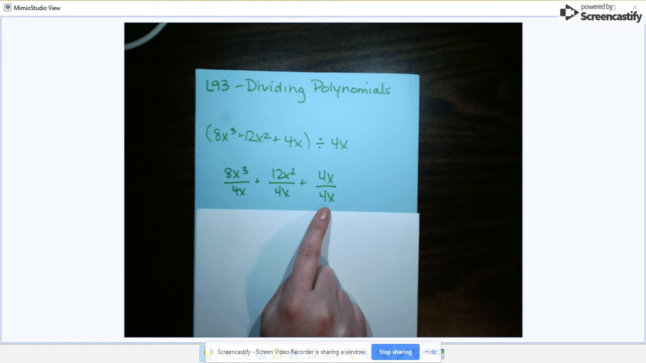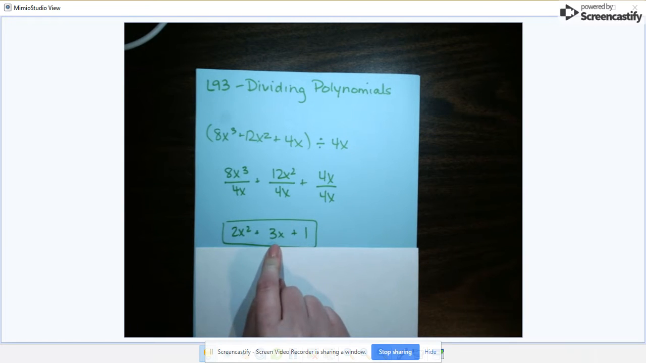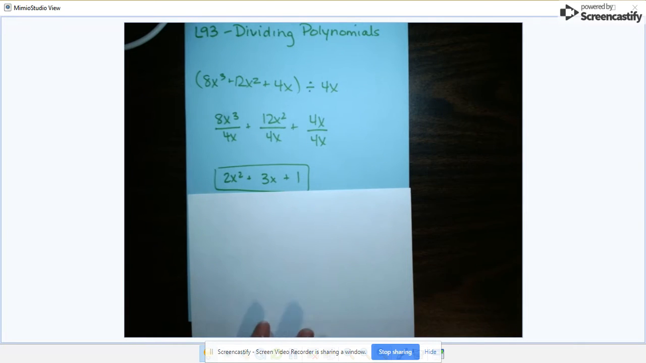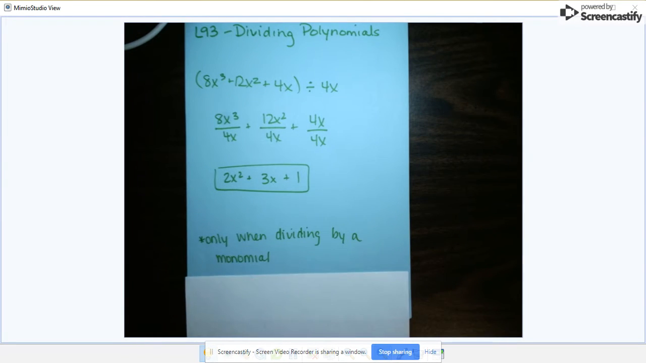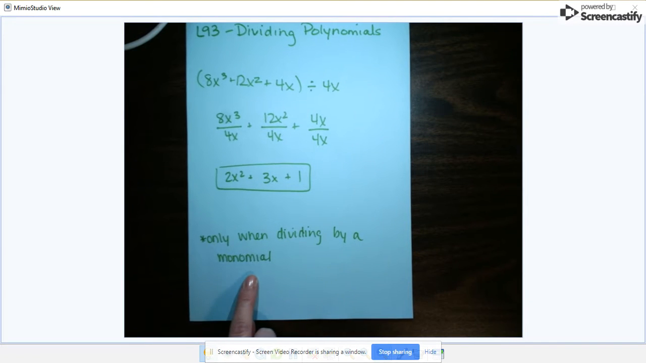Well, 8 divided by 4 is 2, 2x squared. 12 over 4 is 3. X squared divided by x leaves me with an x. And then 4x over 4x is 1. Okay, dividing by monomials, the easiest sort of division we're going to have. Then we're going to move in, oh, that's just a note. So you can only write it this way if you're dividing by a monomial.